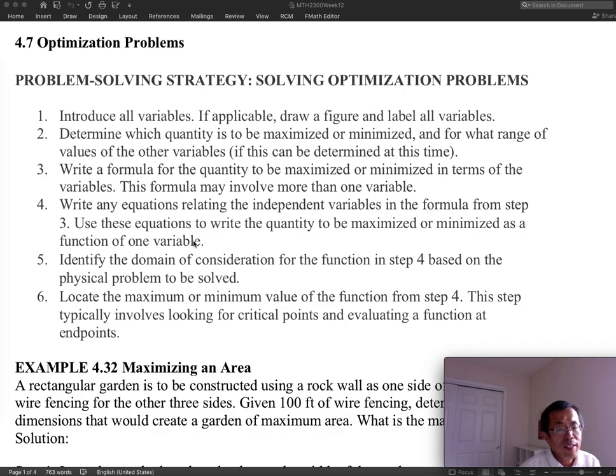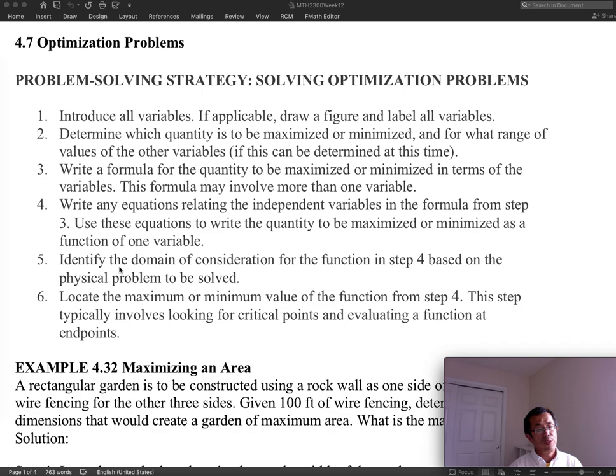So far, we can only handle the maximum or minimum for a function of one single variable. Those word problems may involve multiple quantities, multiple variables, multiple notations. But eventually you will have to convert those functions into a function of a single variable.